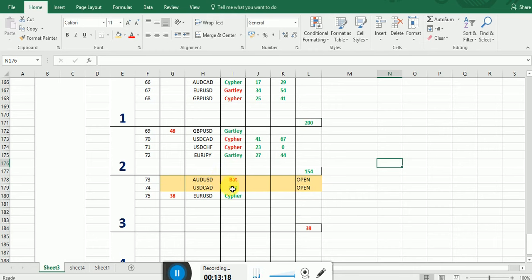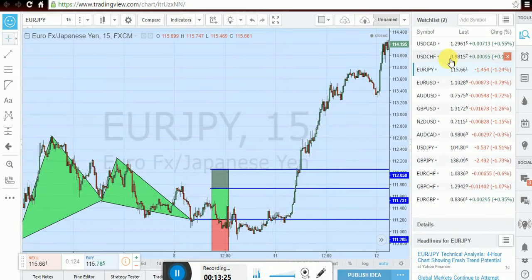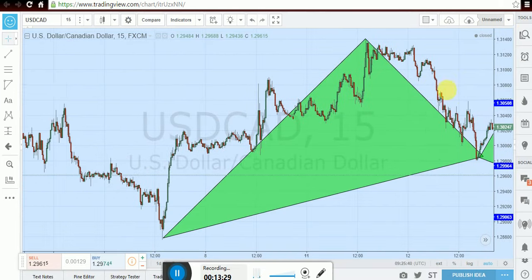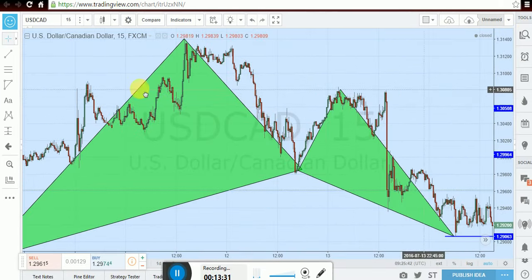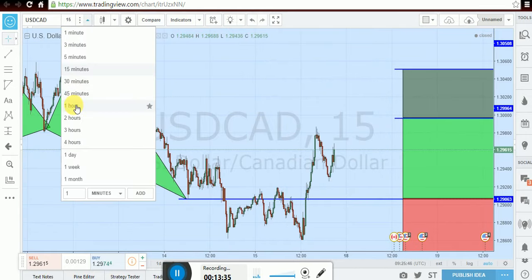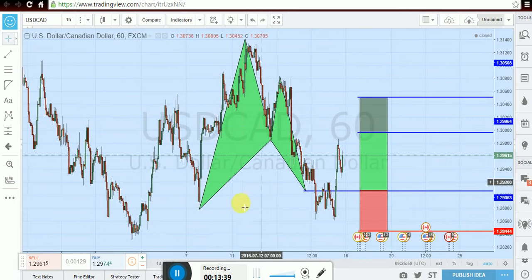We got two big trades on the Aussie dollar and the US dollar, both bat patterns, and I'm going to show you guys those trades. They're currently in progress. That's why I haven't put the results there. This is the US dollar Canada. Let me go over to the 1 hour chart. So this was a trade that we took. As you can see, the market came, it gave us a little bit of pain, but our stop loss was never threatened. So we're waiting.